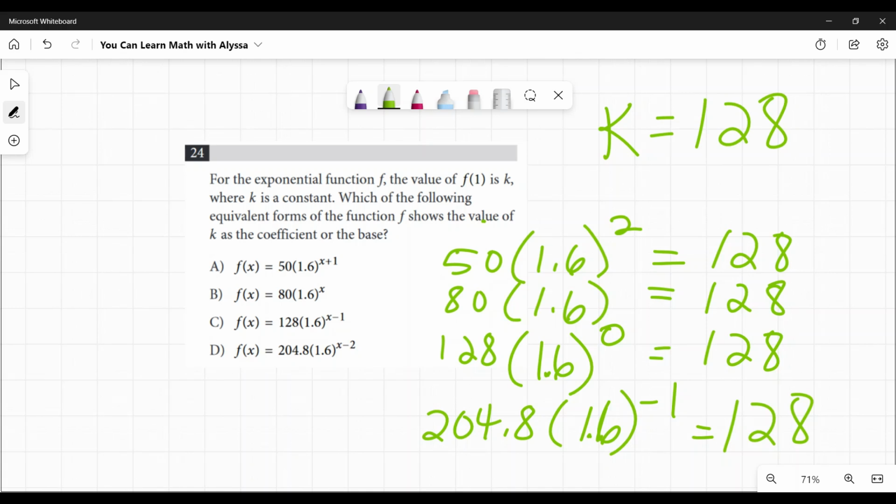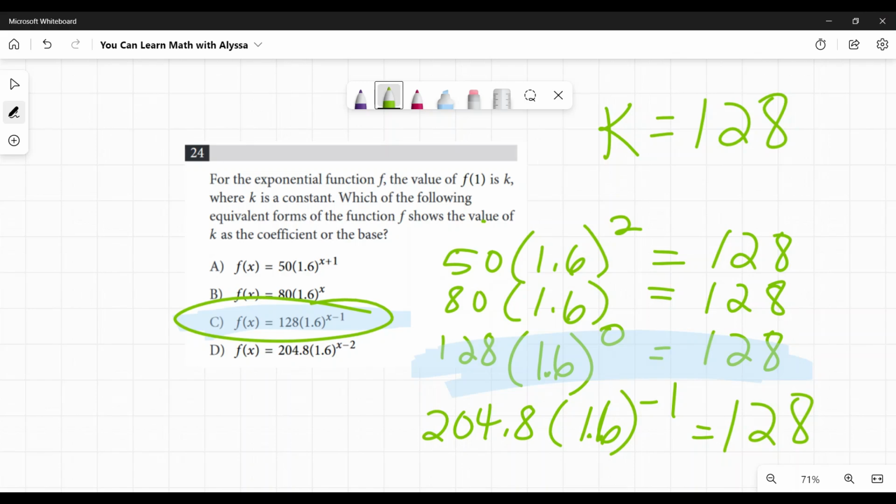So which one shows k as the coefficient or the base? The base of the exponent is right here, that 1.6. Do any of these show 128 as the base? No. So the coefficient is the number out in front that it's being multiplied by. Which one of these has 128 as its coefficient? Ding, ding, ding. 128 times 1.6 to the power of x minus 1. C is our answer. That's just a weird problem. It just is.